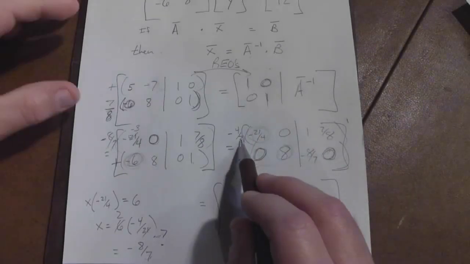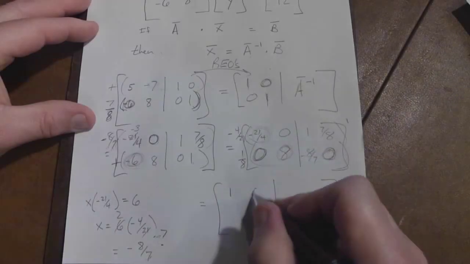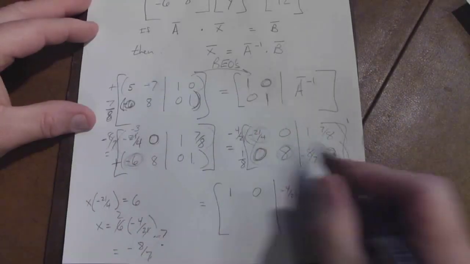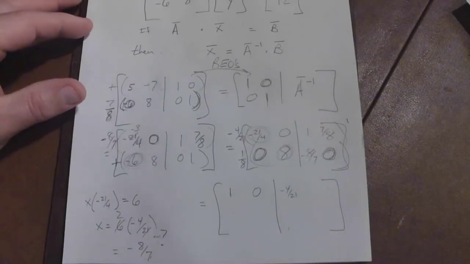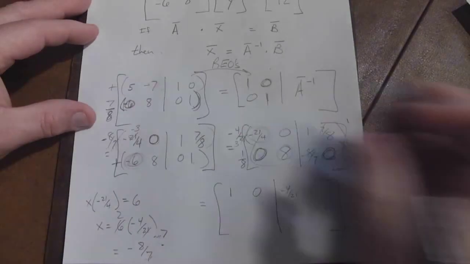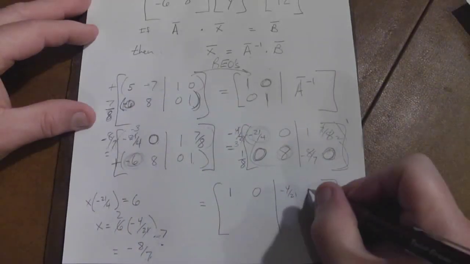All right? Negative 4/21 times negative 21/4, that simplifies to 1. Times 0 is 0. Times 1 is negative 4/21. And times 7/8, well, let's see here. The 7 and the 21 cancel to give you 3. The 4 and the 8 cancel to give you 2. That would be what? Negative 1/6 in value.